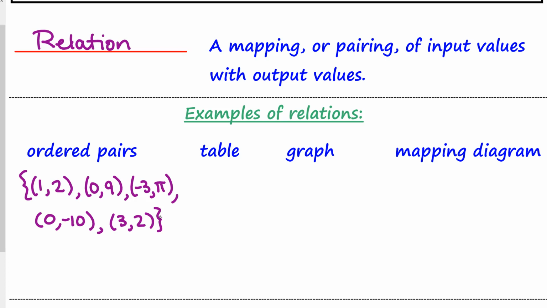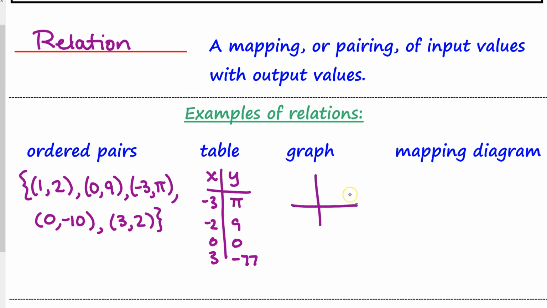Sometimes relations are represented as a table, so maybe an XY table, where you have all of your inputs in a column and all of your outputs in a column, whatever they happen to be. Okay? Sometimes a relation is represented as a graph, and it could just be discrete points. It could be something that's connected. It could be a combination of the two. It's just a set of ordered pairs.